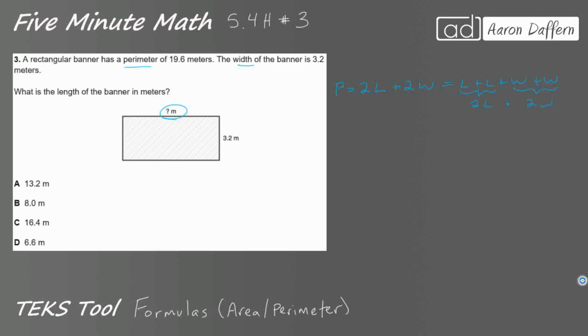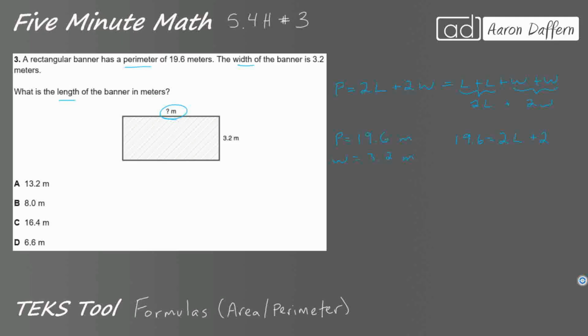So we know the perimeter is 19.6 meters. We know the width is 3 2/10 meters. All right, so let's go ahead and use substitution and see how far we can get. So we can say the perimeter, which is 19.6, equals double the length. We don't know what that is. That's what we're looking for. That's our question mark. Plus double the width.